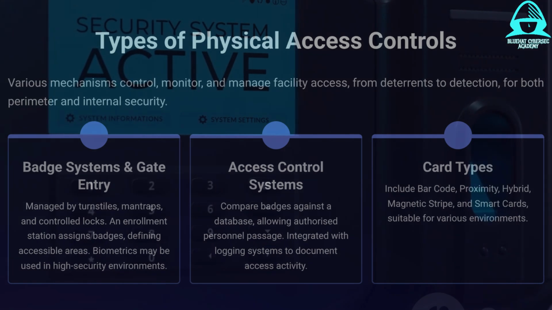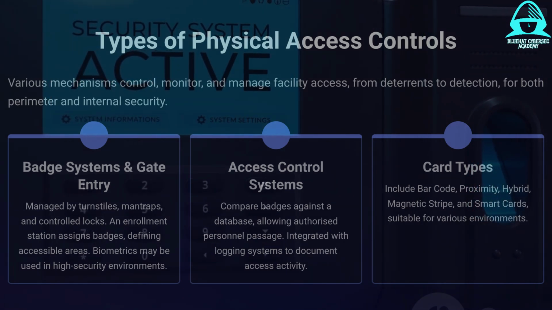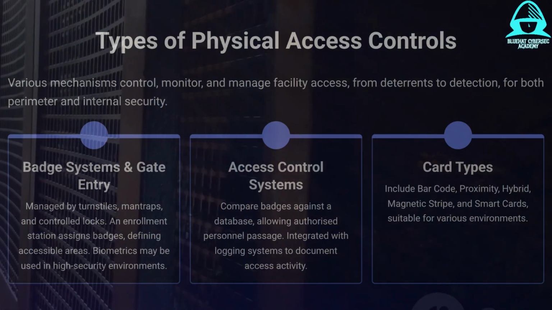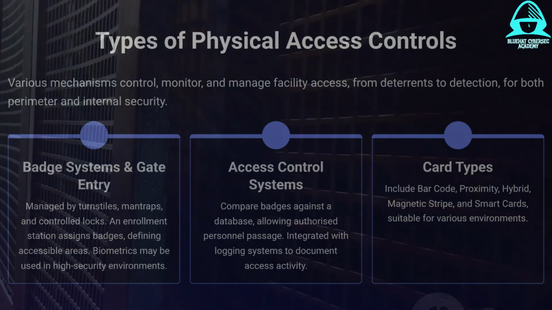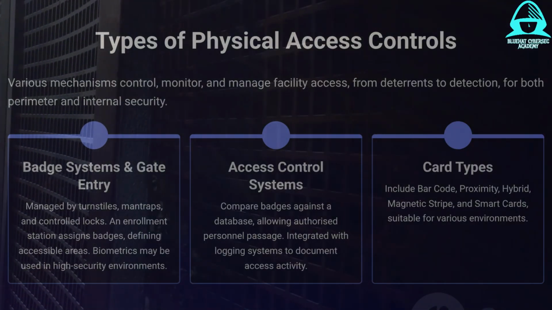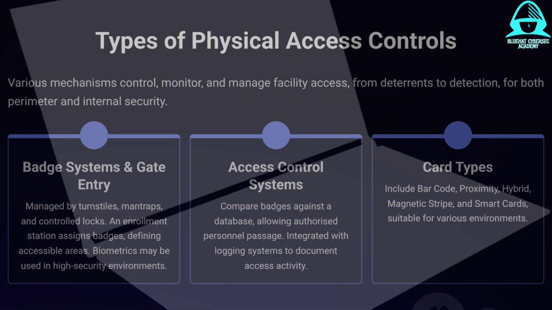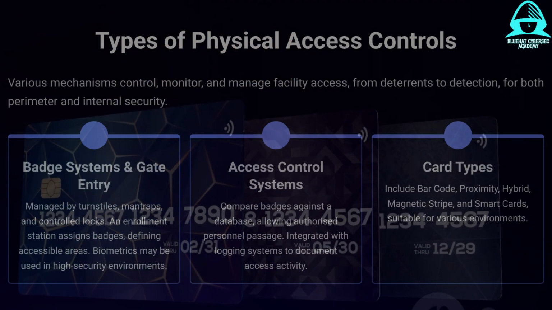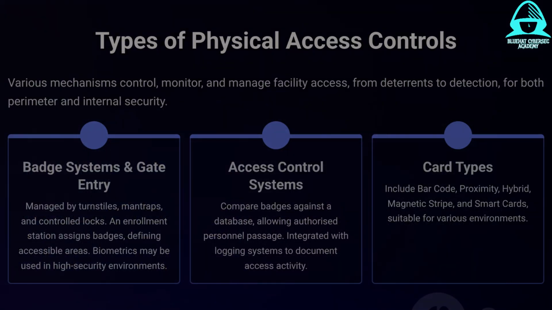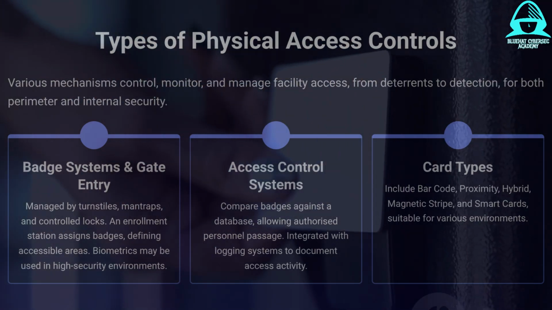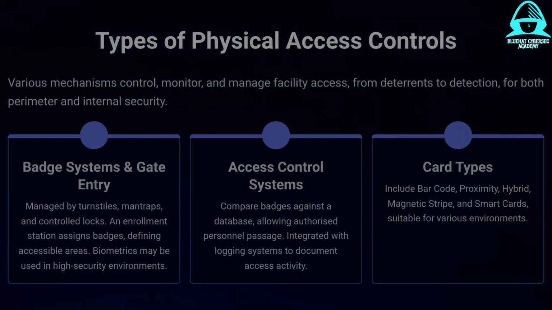Generally, an access control system compares an individual's badge against a verified database. If authenticated, the access control system sends output signals, allowing authorized personnel to pass through a gate or door to a controlled area. These systems are typically integrated with the organization's logging systems to document both authorized and unauthorized access activity. A range of card types allows the system to be used in various environments. These include barcode, proximity, hybrid, magnetic stripe, and smart cards.